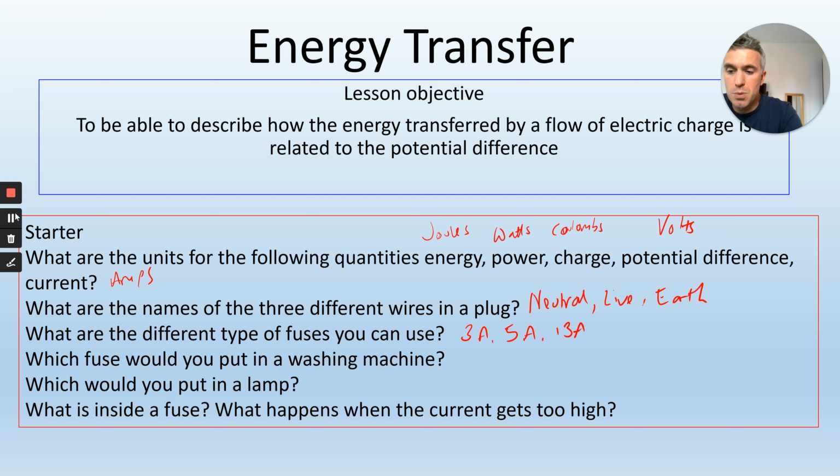Which of these fuses would you put in a washing machine? Washing machines will take the highest because they do heating and they have a motor. What would you put in a lamp? Lamp, you do the lowest. There's no heating, not intentionally, and there are no moving parts.